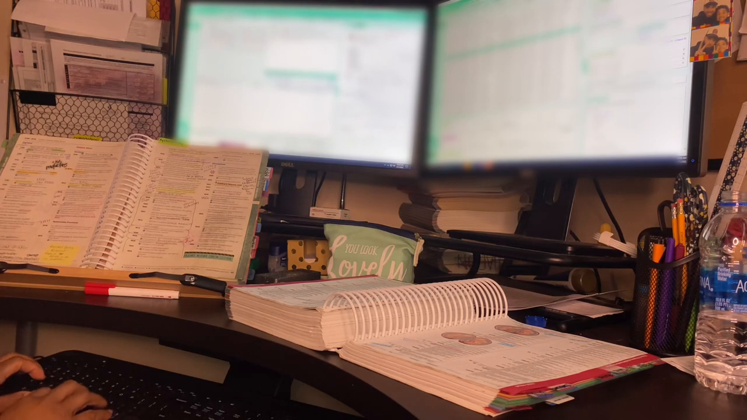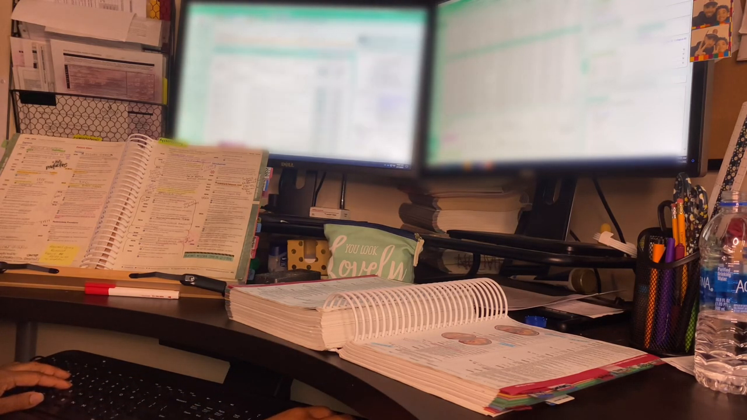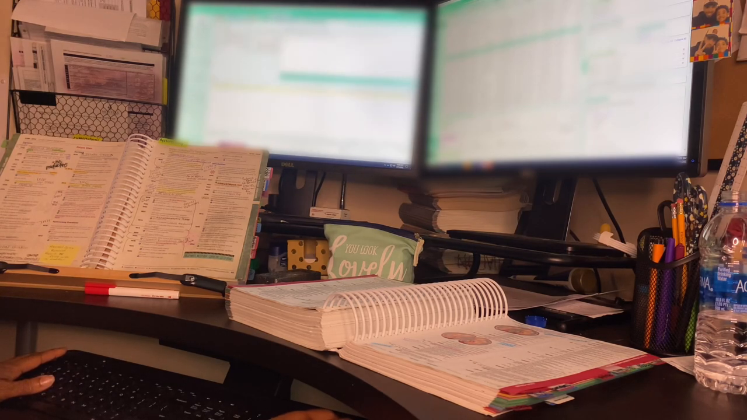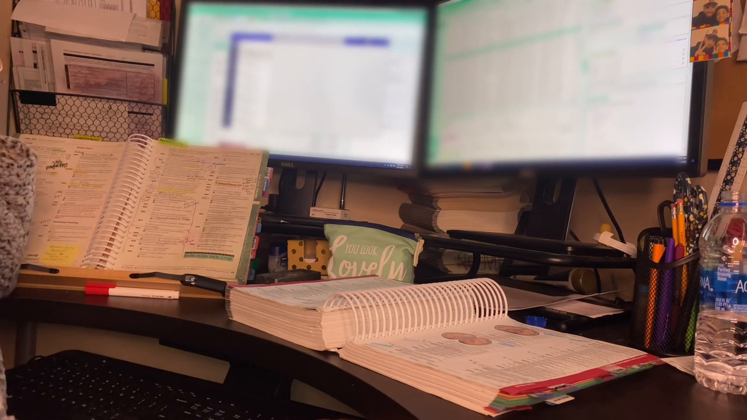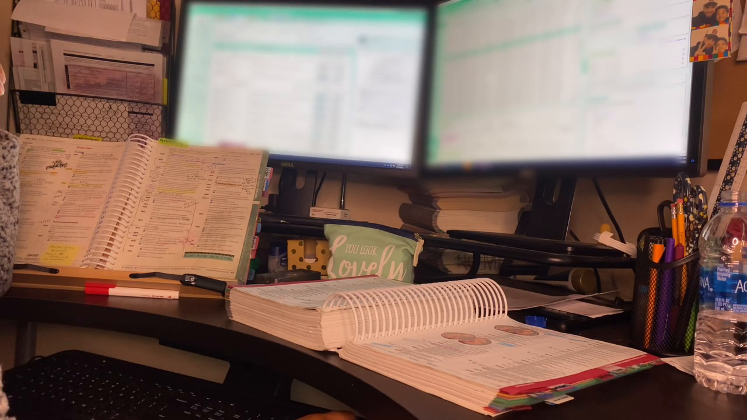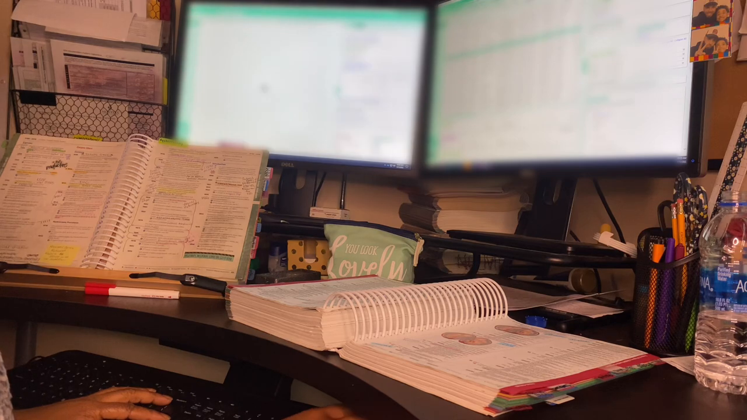Billing for BPP with NST. And then I'm going to correct that biophysical profile that they billed and change that to 76818. Or BPP with NST. Okay, so that one is done.